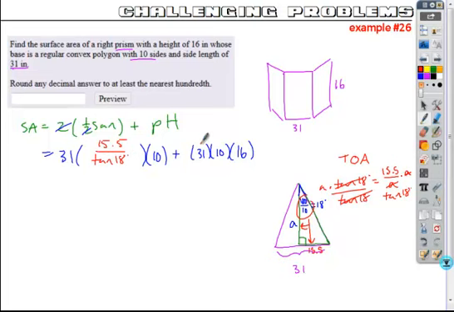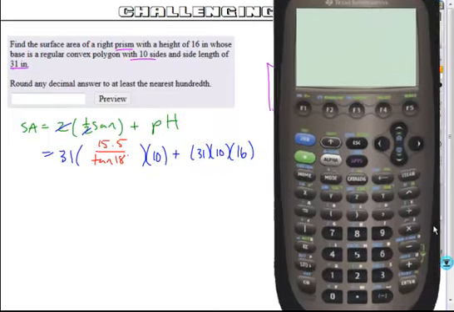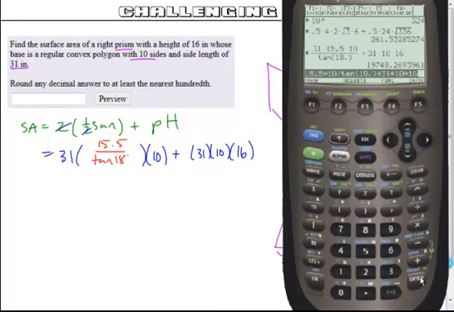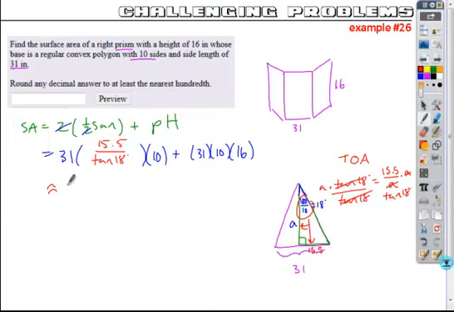And so now we have our calculation ready to go. If I plug that in and solve, so 31 times 15.5 times 10, then I'll divide by the tan of 18. I'll put a decimal in there. Then plus 31 times 10 times 16. And when I hit enter for that, I get my solution, 19,748.27 approximately. The units here are inches. It's still an area, so square inches.